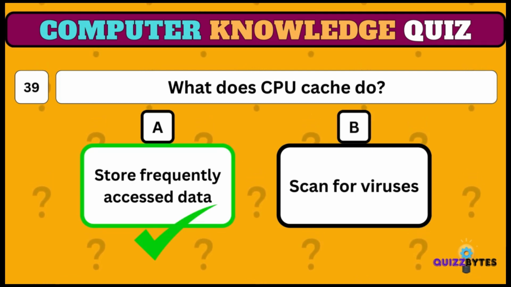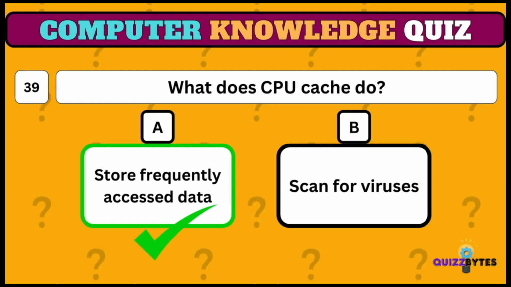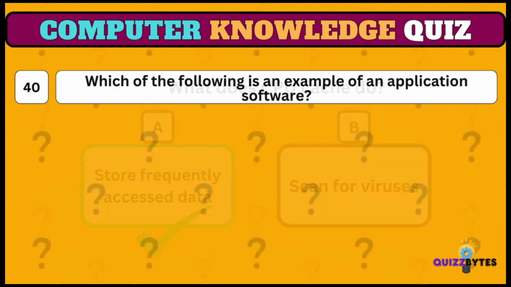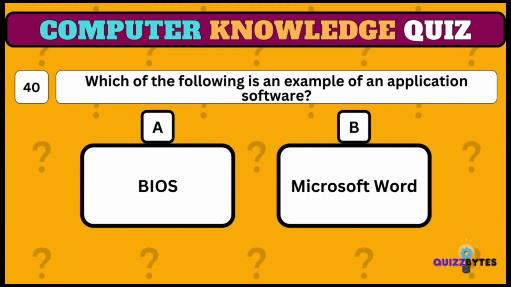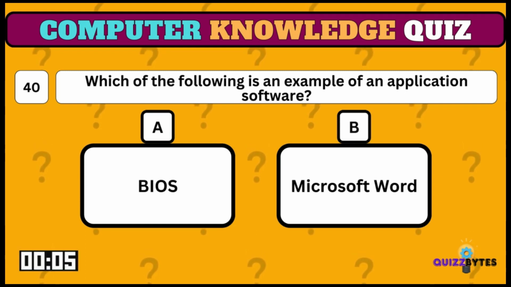Spot on. CPU cache stores frequently accessed data for fast execution. Moving on to question 40. Which of the following is an example of an application software? A. BIOS or B. Microsoft Word?